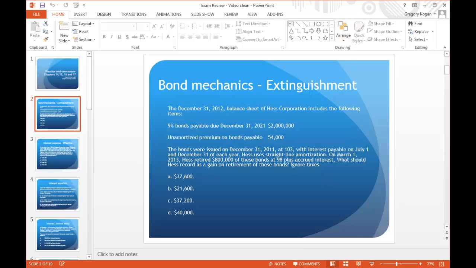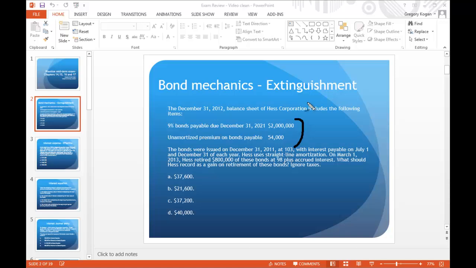So, starting with this problem here, we already saw this once or twice, but I wanted to come back to it because it makes a lot of sense to come back to it. So with the bond mechanics, with the extinguishment question, the idea is, first of all, how much are you buying the bonds back for? The question is asking us that we bought bonds back at 103. So it's 2 million times 103 is how much we're paying for it.